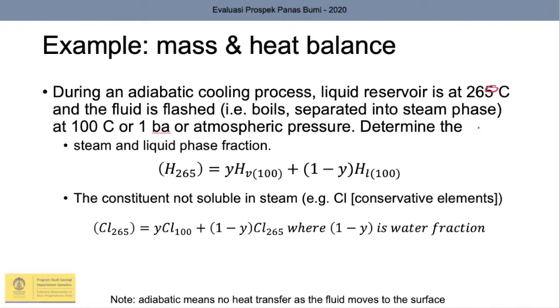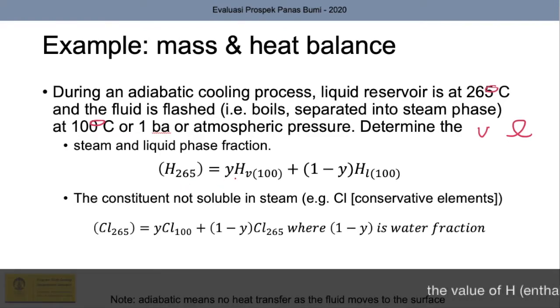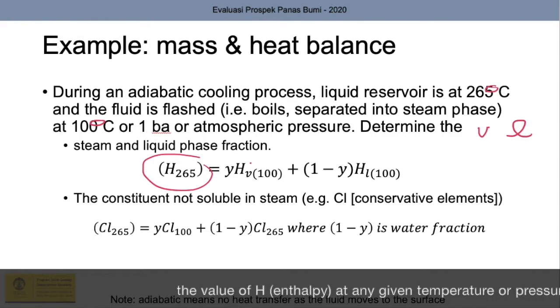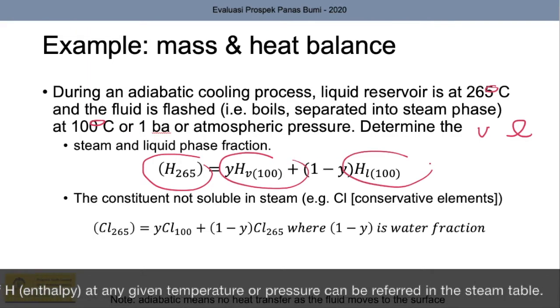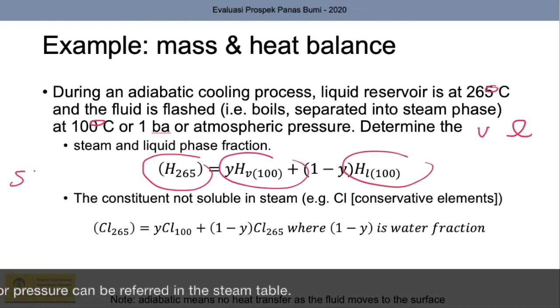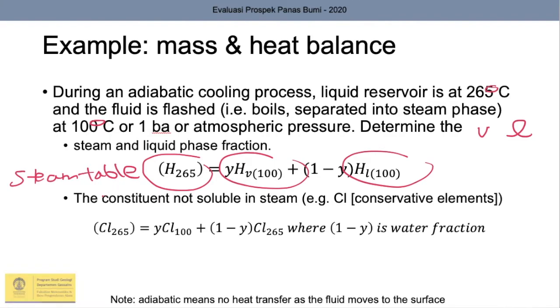They separate into the vapor and the liquid, and it occurs at 100 degrees Celsius at 1 atmospheric pressure. So we need to determine the steam and liquid phase fraction based on this information. You just need to substitute the value based on the previous formula, and this is the value that you obtain after you calculate. And how do you get the enthalpy, H, at each temperature? You use the steam table that you can download online.